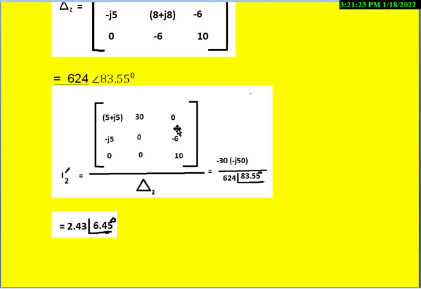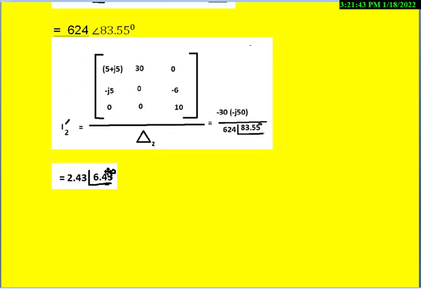So we replace the second column in the original matrix with the right hand side matrix like this, then divide by the determinant delta Z. After simplification of the numerator, we get minus 30 into minus J50 divided by 624 at an angle of 83.55 degrees. Once we further simplify, we get I2 dash as 2.43 at an angle of 6.45 degrees.